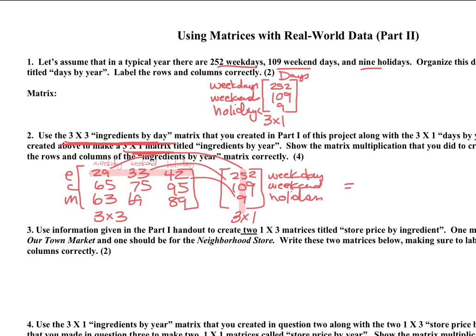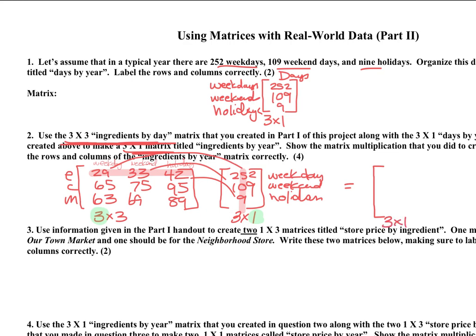So I'll let you show that work off to the side, because again, I wanted you to show your work here. If you need to pause and multiply out the eggs, because then you're going to do the same thing for cream, and then you're going to do the same thing for milk. And based off our outside dimensions here, the 3 and the 1, we know we're going to end up with another 3 by 1 matrix here. So we'll just jot down the dimensions here. 3 by 1.